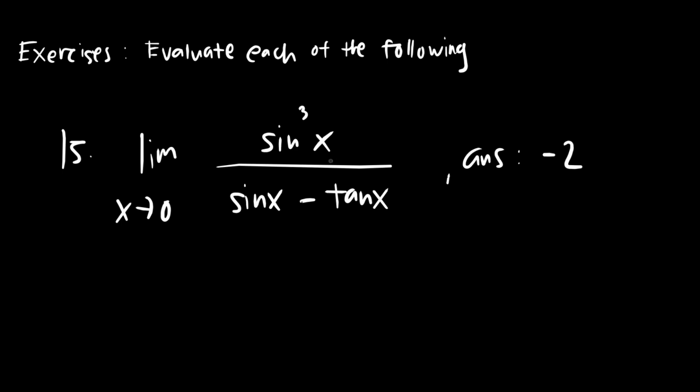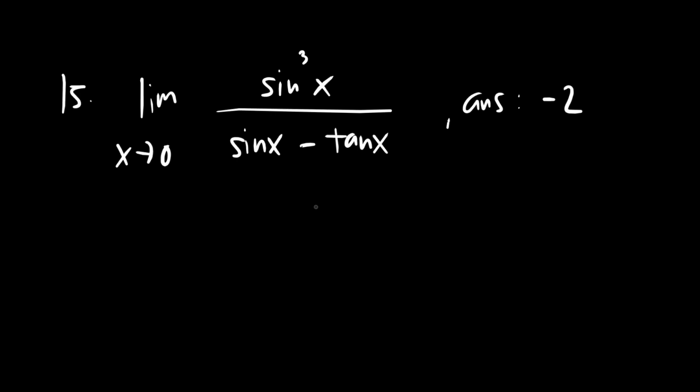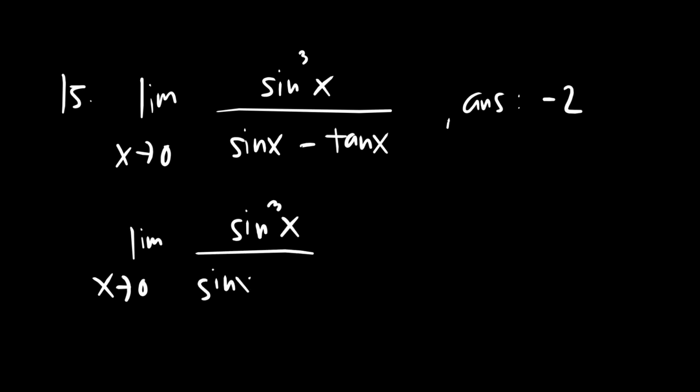Limit of sine cubed x all over sine x minus tan x as x approaches 0. We'll evaluate this one. We'll have limit as x approaches 0 of sine cubed x all over sine x minus tan x.